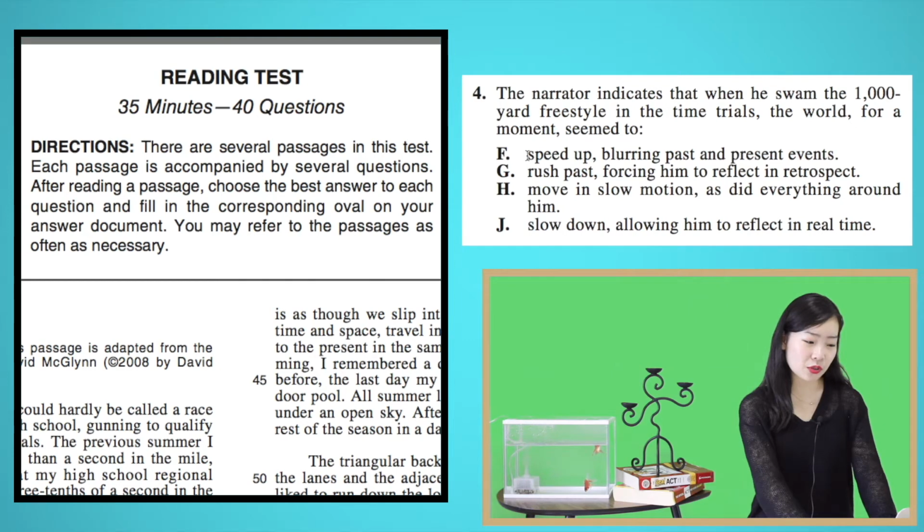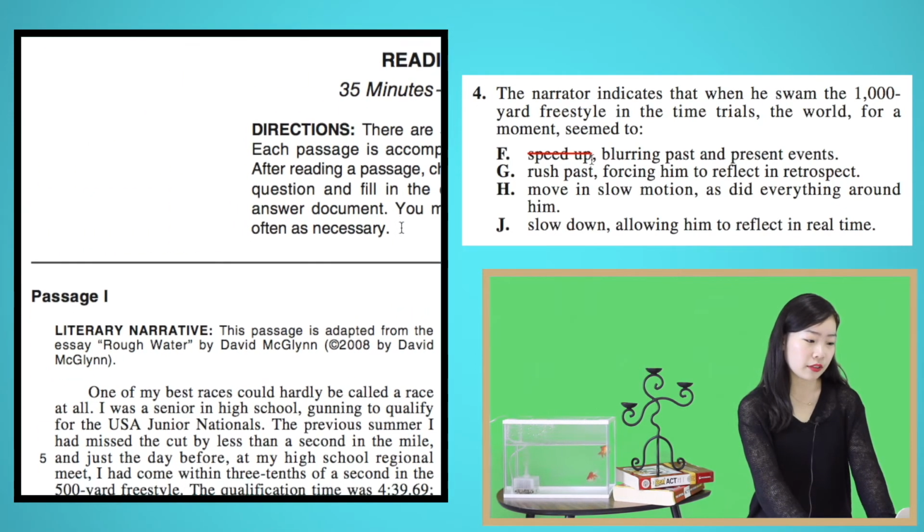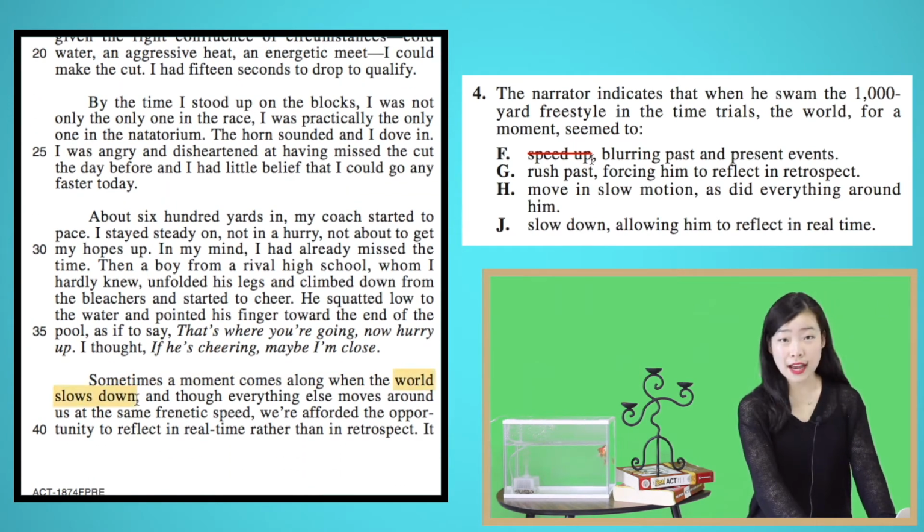After reading the first 2 words of the first option, I already know that F isn't right because I remember the world slowing down at this moment. And it is indeed written in paragraph number 4, the world slows down. So F isn't right, let's cross that out. And I also know G isn't right because it says rush fast. Let's cross F and G out.